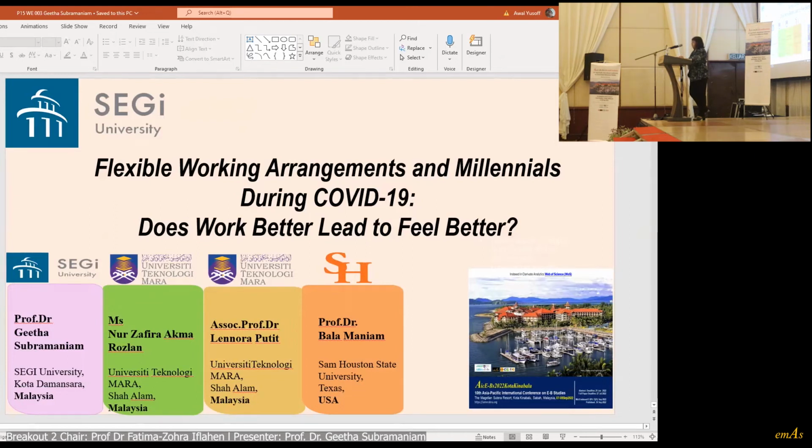So this is a paper which I did together with 3 other counterparts: Zafira from UITM, Dr. Lenora from UITM, and Prof. Dr. Bala from US. It's so unfortunate that Bala is on his way here to Malaysia and he's stuck in Tokyo and not able to join us online.